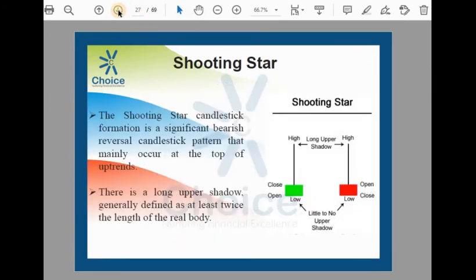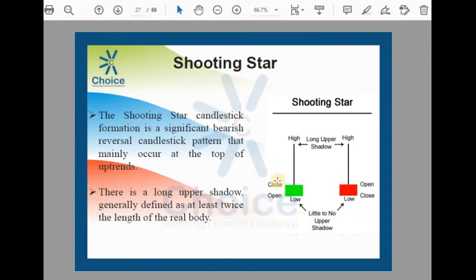Shooting star. The shooting star candlestick formation is a significant bearish reversal candlestick pattern that mainly occurs at the top of uptrends. The shooting star pattern has a long upper shadow, generally defined as at least twice the length of the real body. It is the opposite case in terms of a hanging man or a hammer pattern.